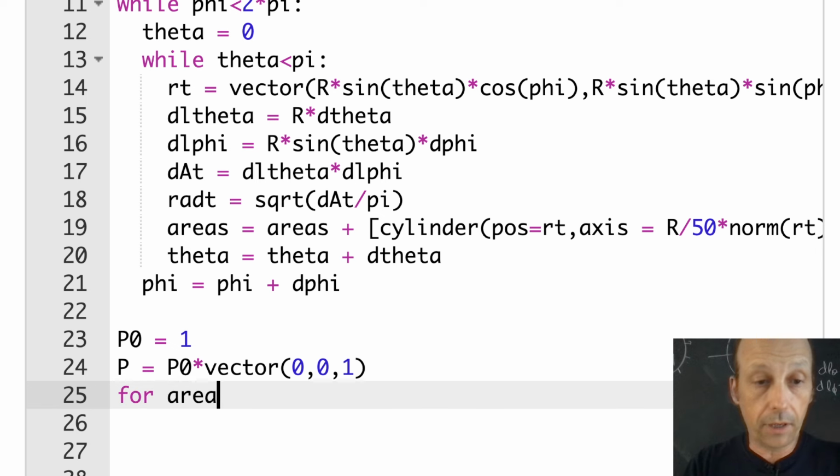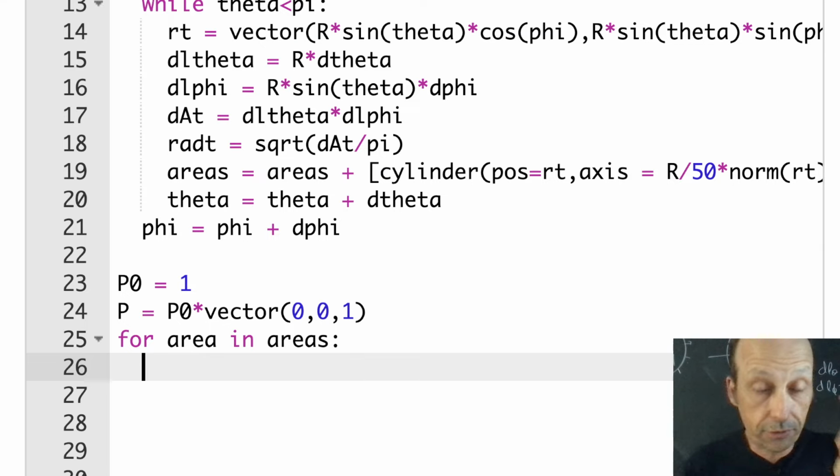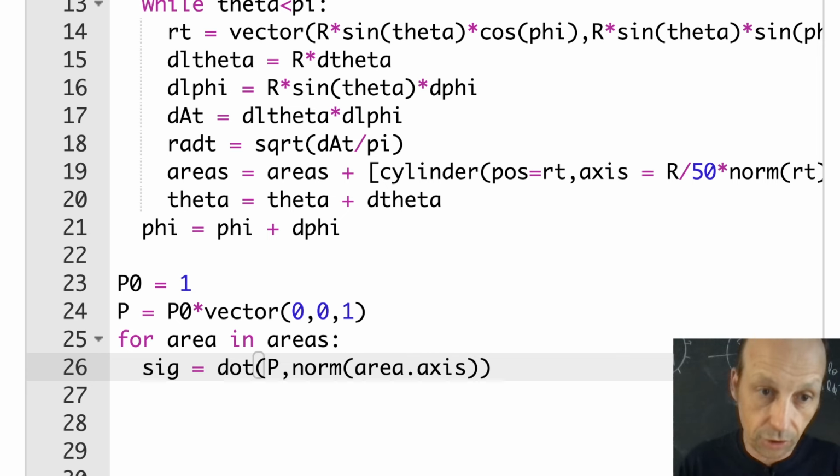So for area in areas, for each area, I know P. I'm just going to take P and dot n hat. That's pretty easy. So I'm going to call that sig. Sig is equal to the dot product of P, and n hat is going to be area. I'll put this as norm area dot axis. That's the charge density for that.